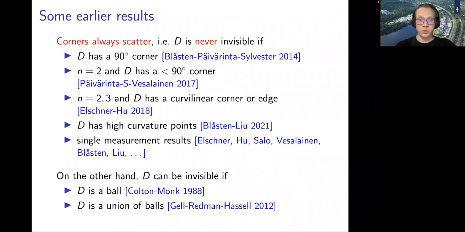So if you are looking at this list of results, it still looks quite mysterious which obstacles D can be invisible and which cannot. And so what I'm going to discuss next is a new approach based on free boundary methods, which will somehow shed light on this issue.